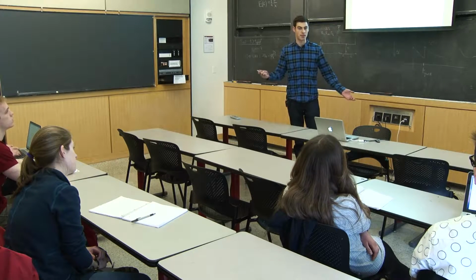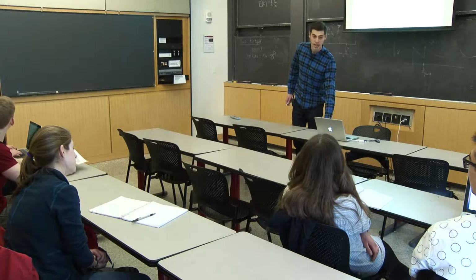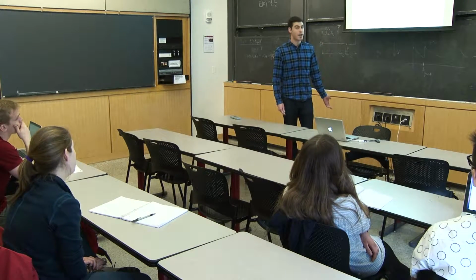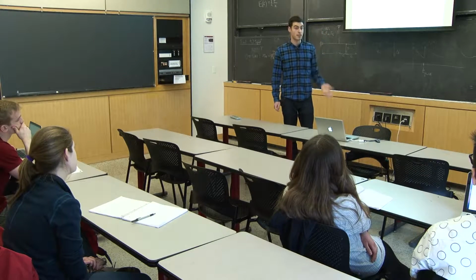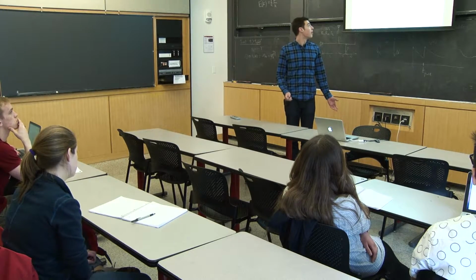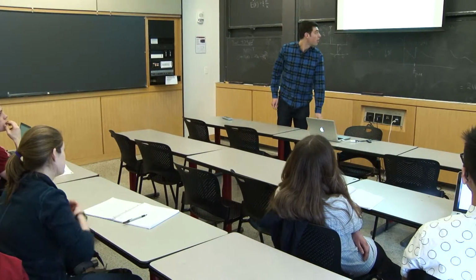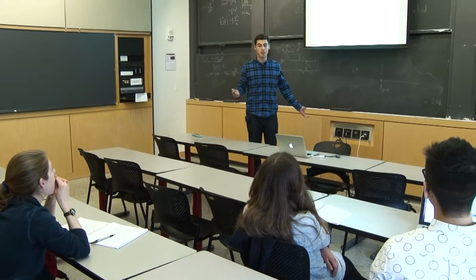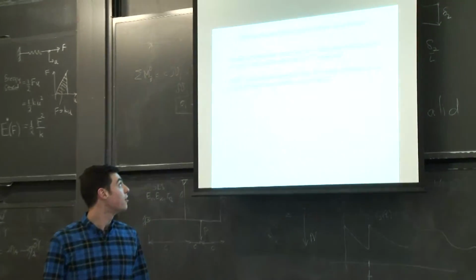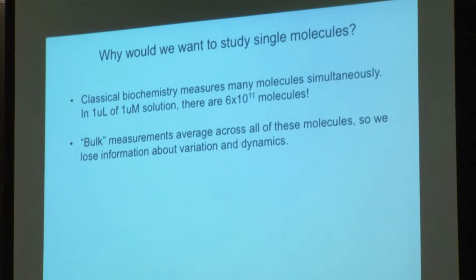It obscures a lot of the vagaries of behavior that may be lost in that average. In classical biochemistry, you are looking at a lot of molecules simultaneously. In 1 microliter of 1 micromolar solution, that's 6 times 10 to the 11th molecules. So taking some sort of bulk measurement averages across all of these molecules, and as you said, you can lose a great deal of information about the variation in the dynamics of these molecules.